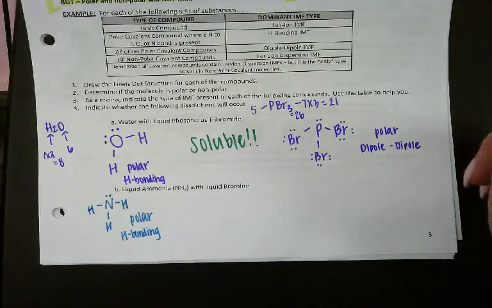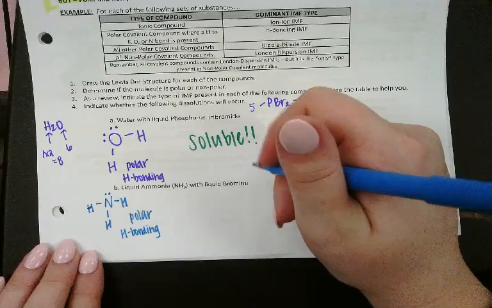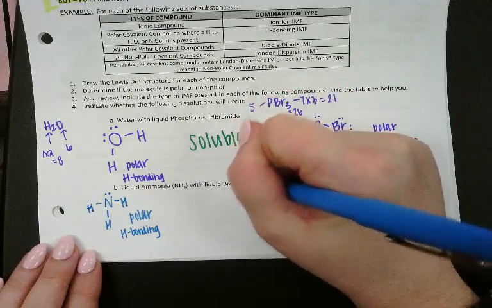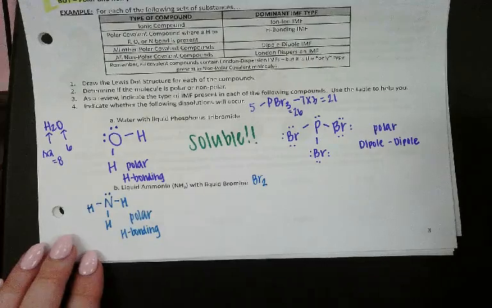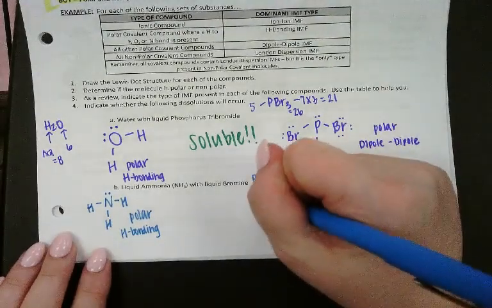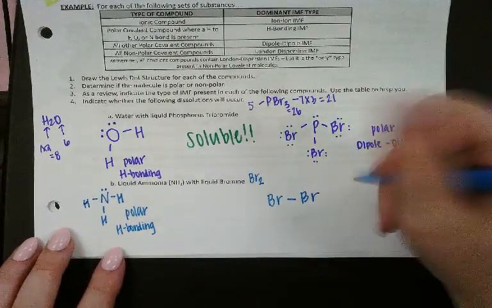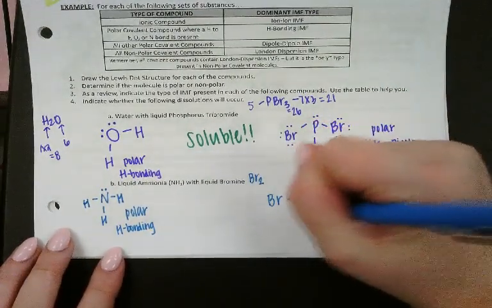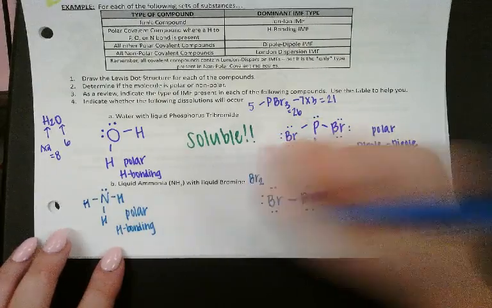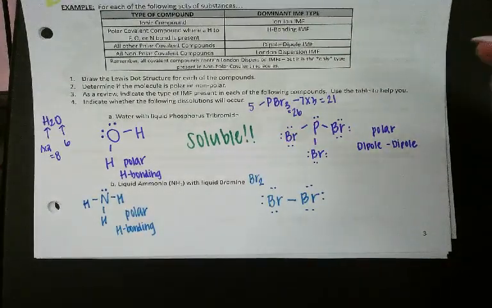Vineeth, how would I do my LDS for liquid bromine? What's that word? Diatomic. So it'd be Br2. Very good. So I have Br bonded to Br, right? And then I add my other electrons. Okay.